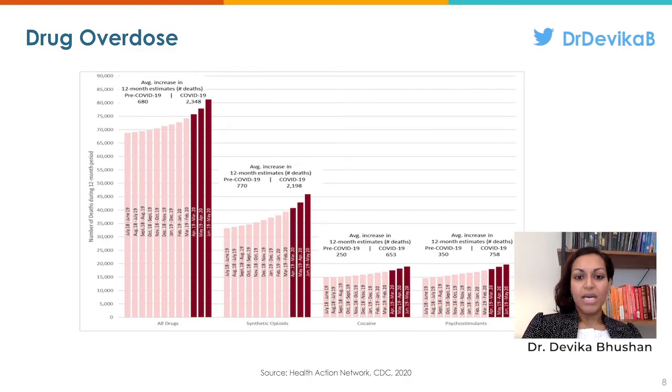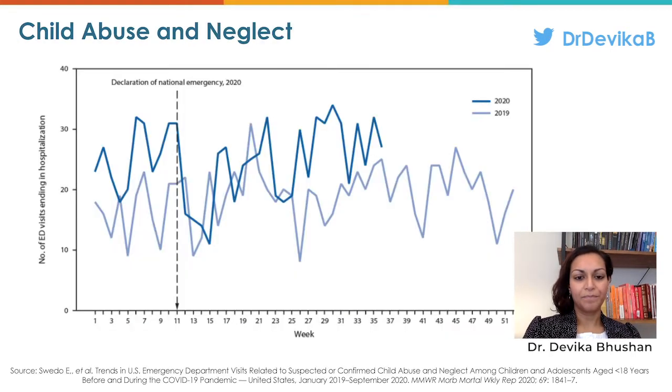Zooming in on one ACE in particular, household substance use, what we can see here is that the CDC collected data showing that deaths from overdoses have really spiked in the pandemic. So you can see pre-COVID deaths in pink, and then those resulting since the pandemic began in maroon. So the largest increase has been due to synthetic opioid intakes, followed by cocaine, followed by psychostimulants.